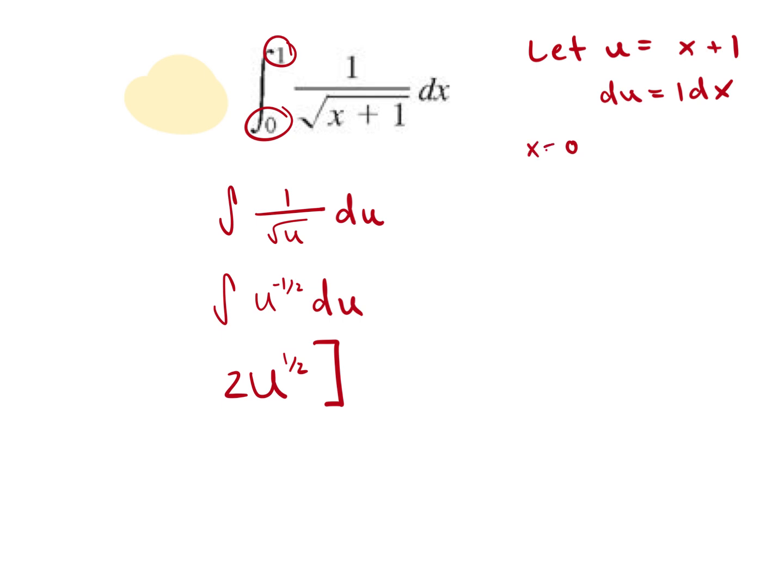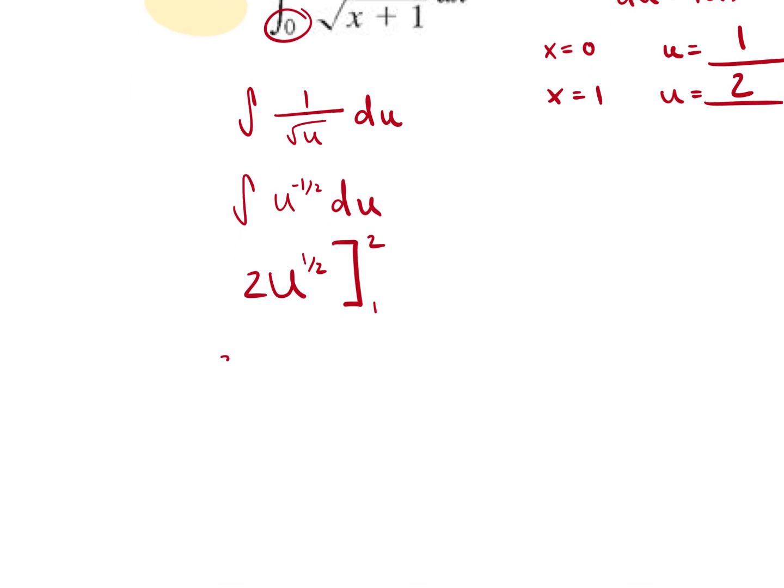So when x is equal to 0, we want to see what does u equal. So if I plug in 0 into my u equation up here, into the x, I would get 1. And then when x is equal to 1, what does u equal? What would u equal when x is 1? 2. Perfect. So our integral would be from 1 to 2. So we have 2 times 2 to the 1/2 power minus 2 times 1 to the 1/2 power.